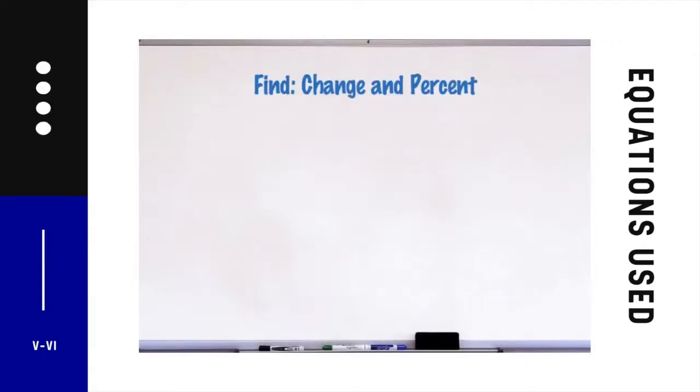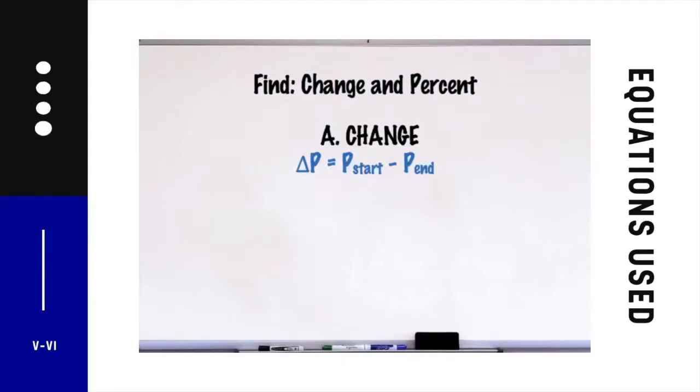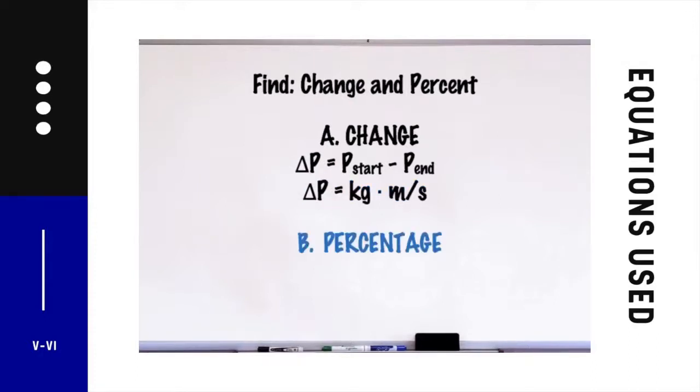Simply stating, the change of momentum is just the difference of both starting and ending momentum, with the sign disregarded since only the difference was asked. And in order to determine how much the momentum changed throughout the process, simply divide the change in momentum by the starting momentum, then multiply by 100 to obtain the percentage of lost momentum.